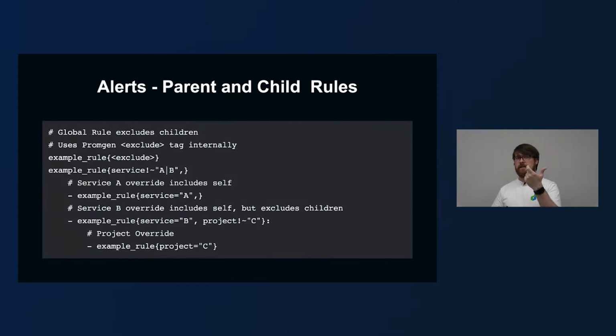So there might be an example rule at the parent that is everything except service A and B. So then under that, we have maybe our service A rule, which is looking at its specific threshold. Under that, maybe we have our service B rule that is looking at a threshold. However, under service B, maybe we also exclude our project because maybe we want to have a project-specific override even under our service override. And this is something that Promgen supports.